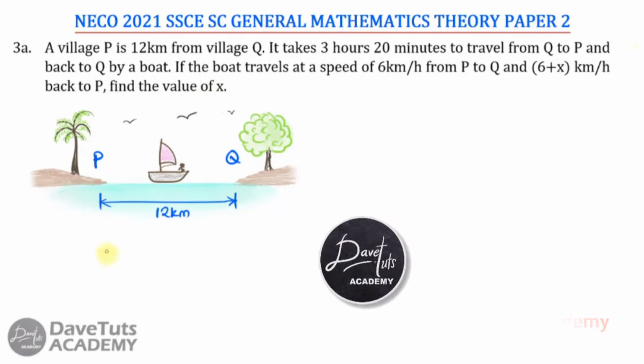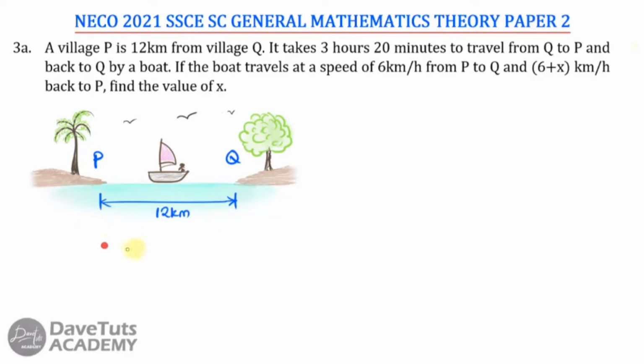Let's look at this distance that we are looking at. We are saying first it is moving from P to Q, and for that it is going at a speed of 6 kilometers per hour, and then back from Q to P. So we are having a return journey, and that is taking 6 plus x kilometers per hour. So our mandate is to find x.